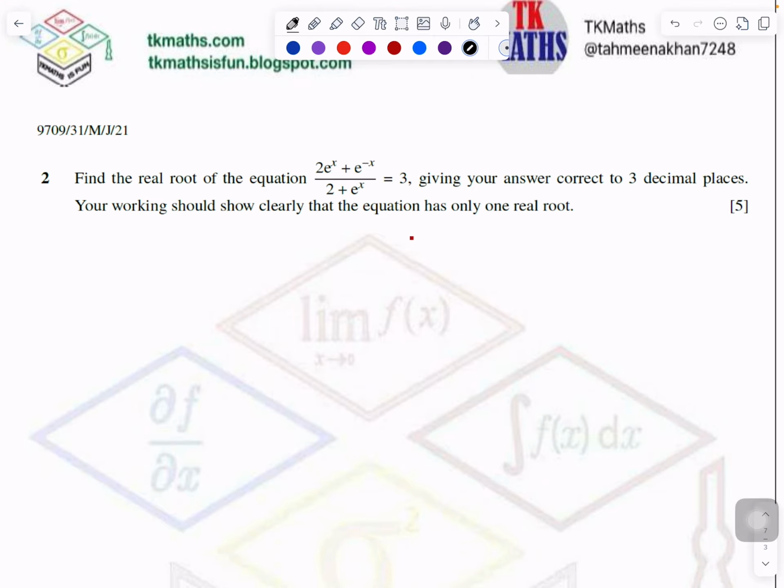Again, you have to give the answer in 3 decimal places, and your working should show clearly that the equation has only one real root. So each and every step is very important. So let's start. So 2 e power x plus e power minus x. You know the cross multiplication logic, so that is what I'm going to do here. Then I will expand the bracket.